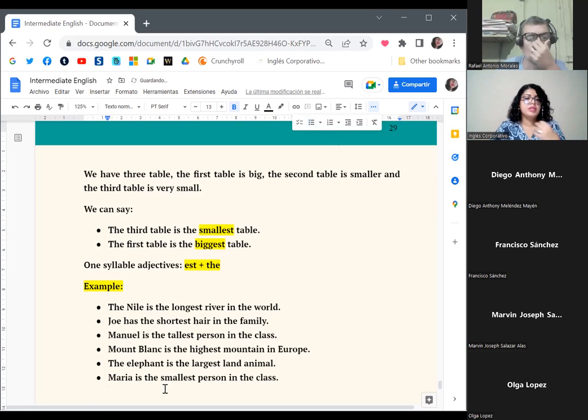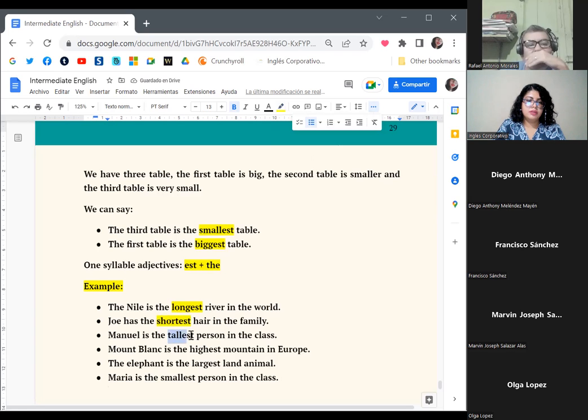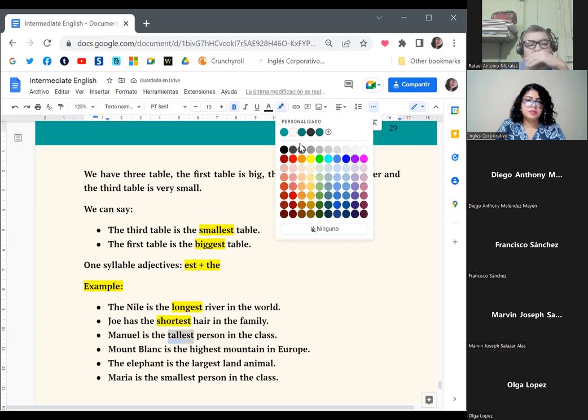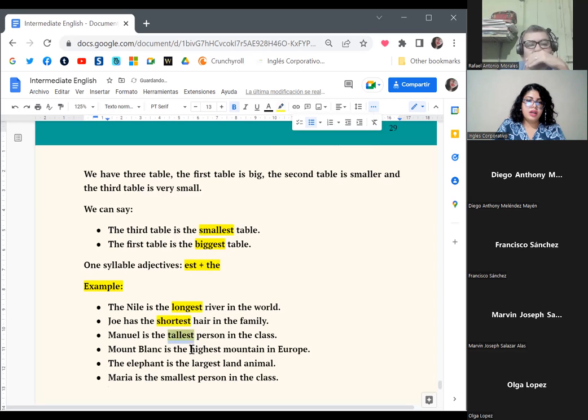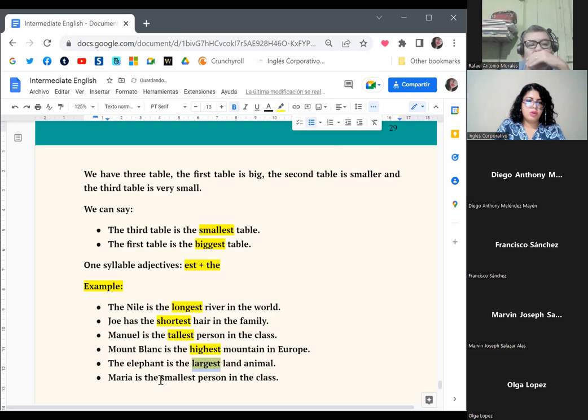So in this case, we have some examples and I'm going to mark the superlative adjectives. So we have longest. Then we have shortest, tallest, highest, largest, and smallest.